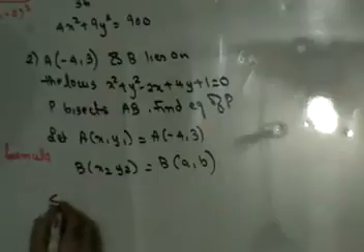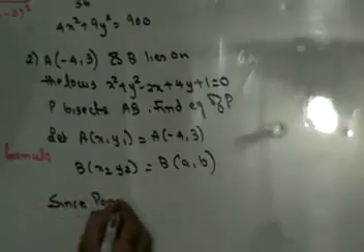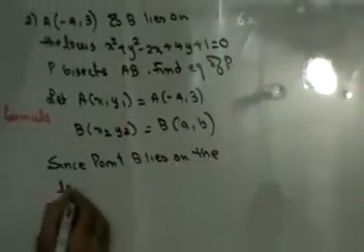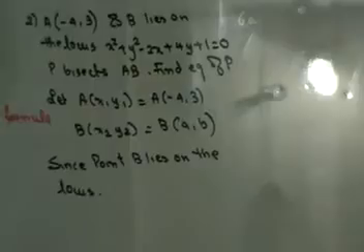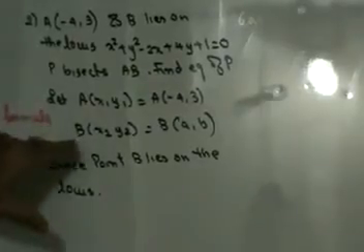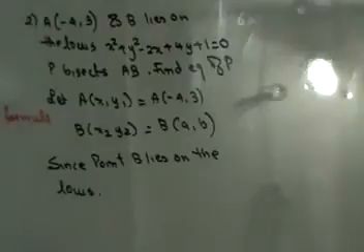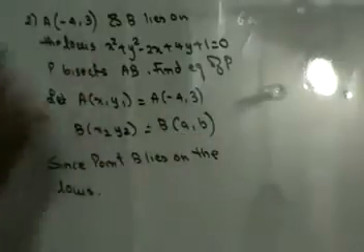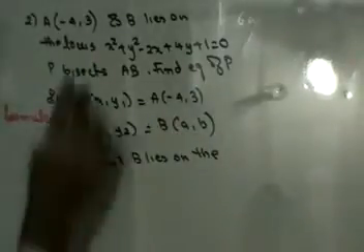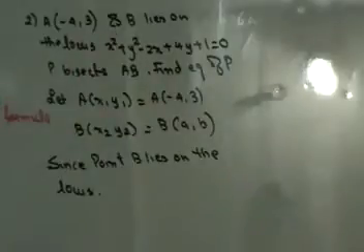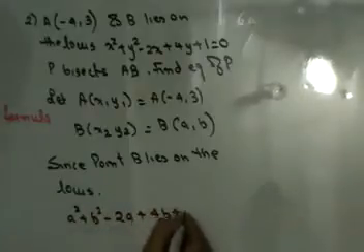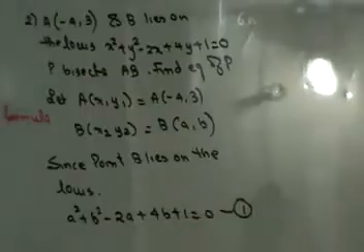Right? Now since point B lies on the locus, any point that lies on the locus should satisfy the equation of locus. Since B lies on the locus, therefore B should satisfy the equation of locus, meaning I can substitute the value of a and b in the equation of locus. Instead of writing x and y in the equation of locus, I can write a and b. So in which case I will get a square plus b square minus 2a plus 4b plus 1 is 0. Let's call this as equation 1.